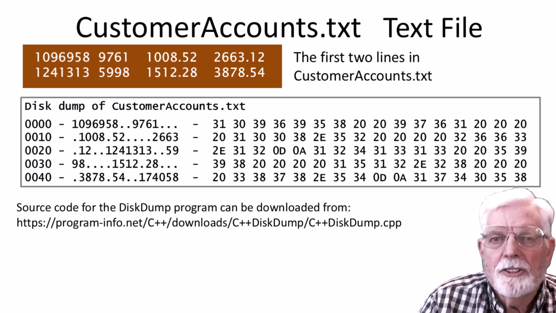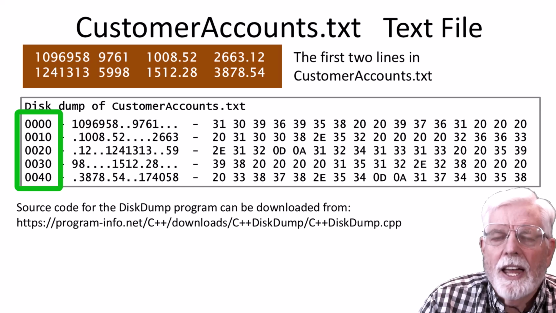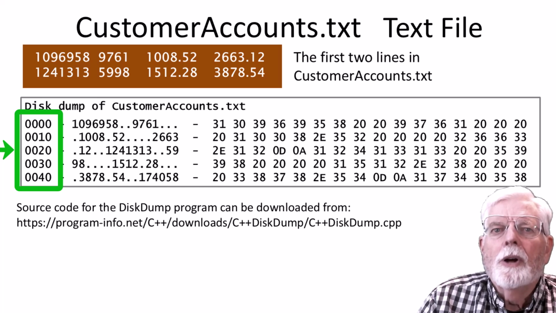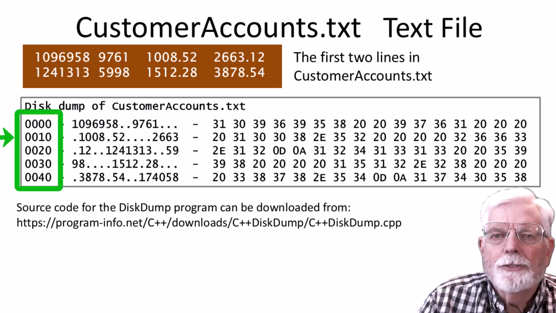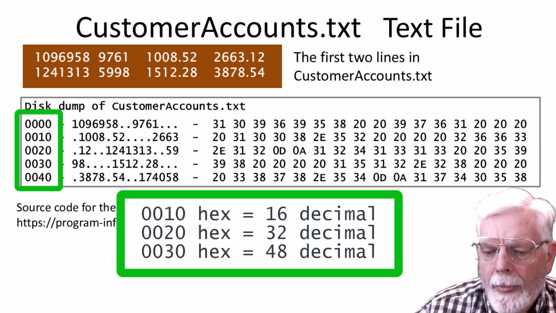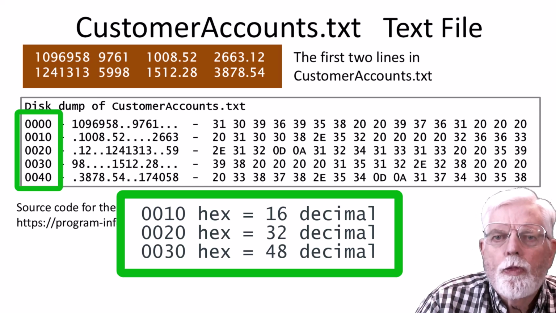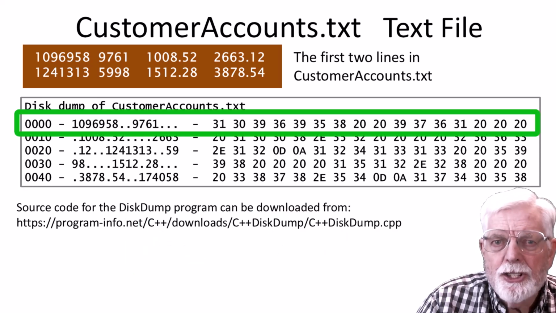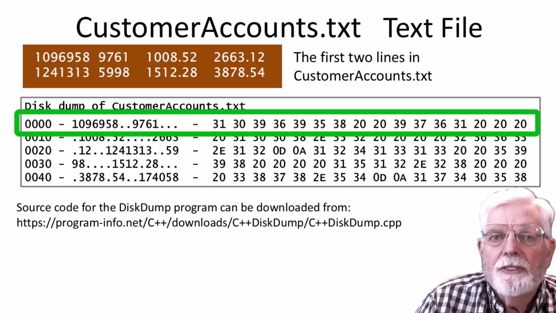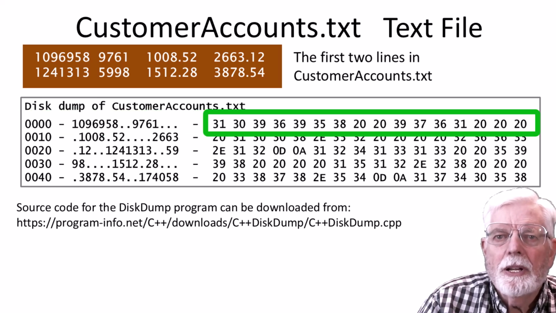This slide shows a disk dump of customer accounts.txt, which is a text file containing ASCII characters. The first column of the display shows the offset into the file expressed as a hexadecimal number starting with 0000 and then 0010 and 0020 and so on. 0010 in hex is 16 in decimal. Each line of the dump shows 16 bytes of data, expressed as 2 hexadecimal characters each.